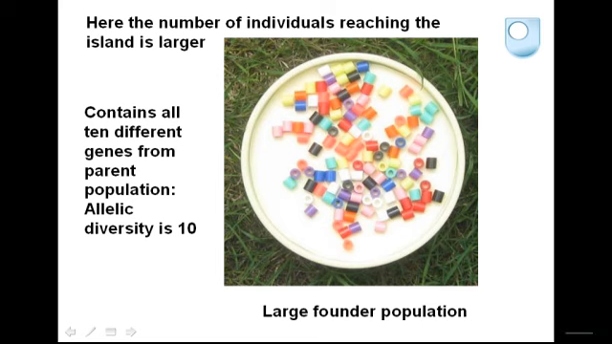In the online collaborative exercise, participating students next look at what happens if the number of individual insects reaching the new island is somewhat larger. Here we see one of these larger founder populations. This time, every one of the 10 different genes in the parent population is represented in the founder population. The allelic diversity is 10, as in the parent population. All 10 of the different coloured genes have made their way onto the island.